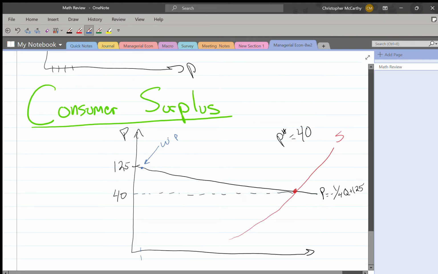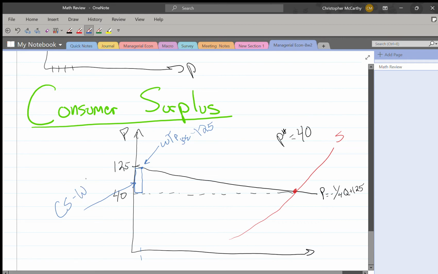There's a willingness to pay of Joe that is equal to 125, while the equilibrium price is $40. So Joe's willingness to pay is 125, but the equilibrium price is only $40. So the difference between that is Joe's consumer surplus, right?